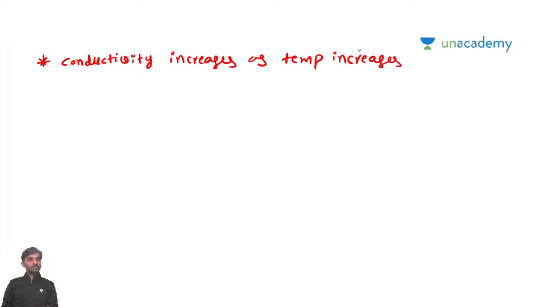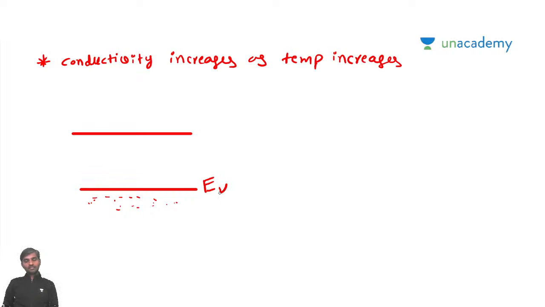Very simple, sir. Very simple. As the temperature increases, you know that many electrons are present here. This we call EV, the valency band, the highest level of valency band energy. This is going to be EC, the conduction band.